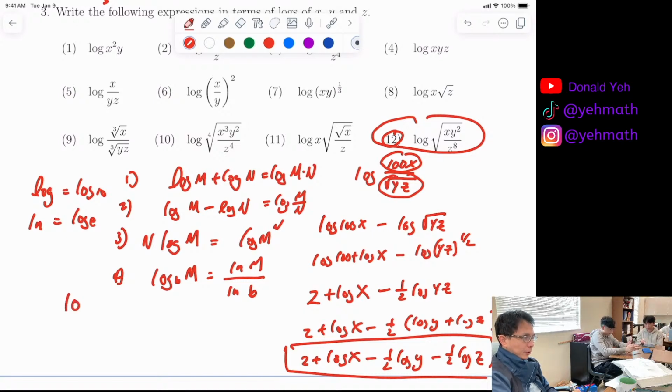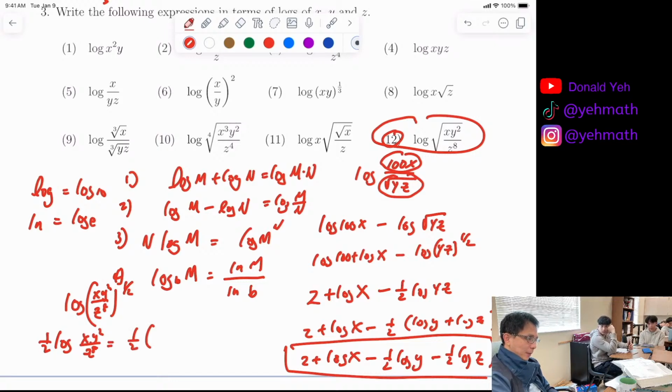First of all, bring the square root to the top. You can bring the square root to the top as a 1/2 power. It's going to say log of x, y squared over z to the 8, and then it's going to be 1/2. Now I'm going to expand them. So it'll be log of x plus log of y squared minus log of z to the 8. Is that okay?